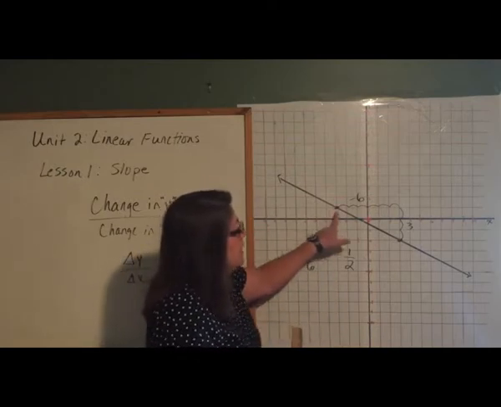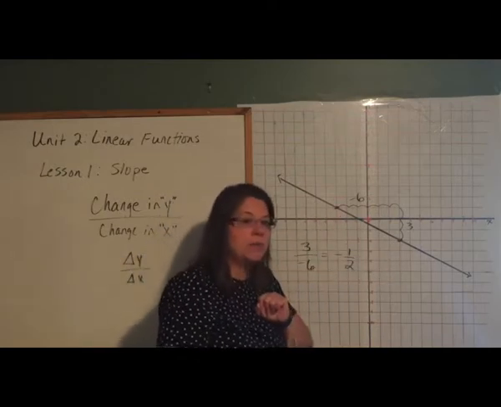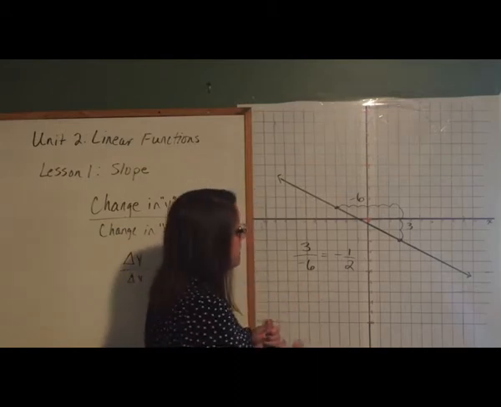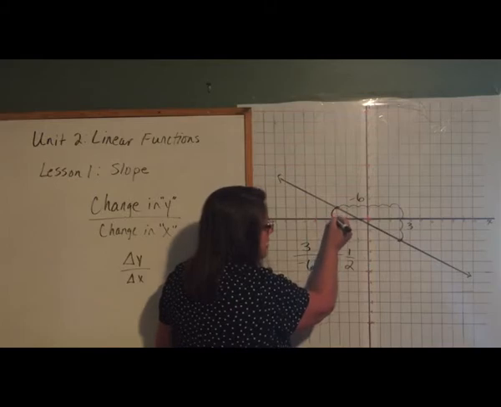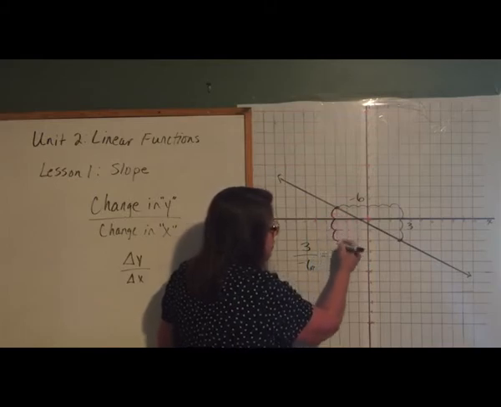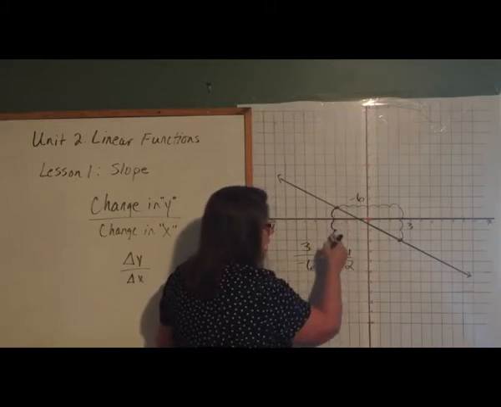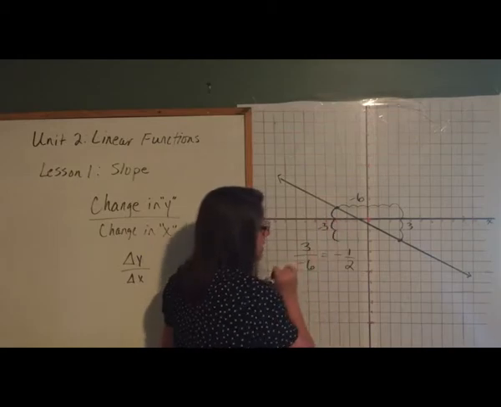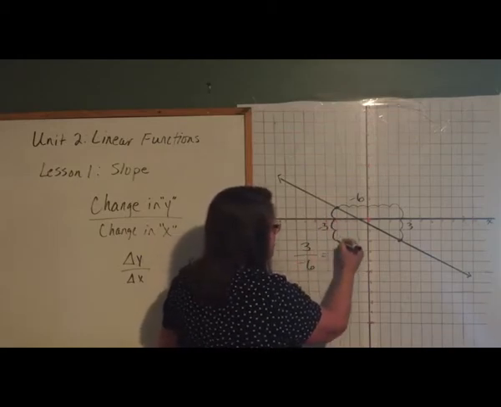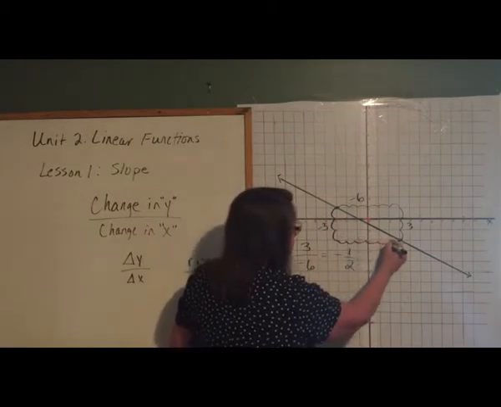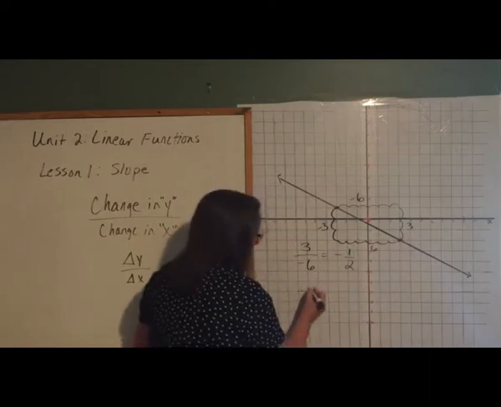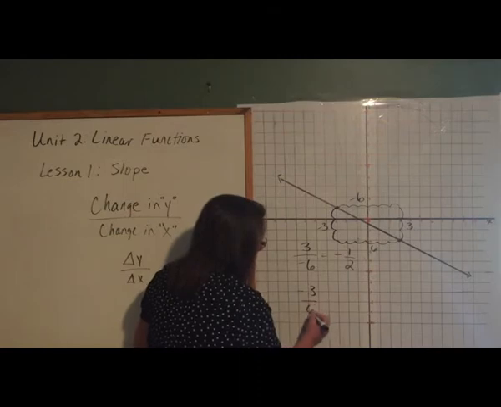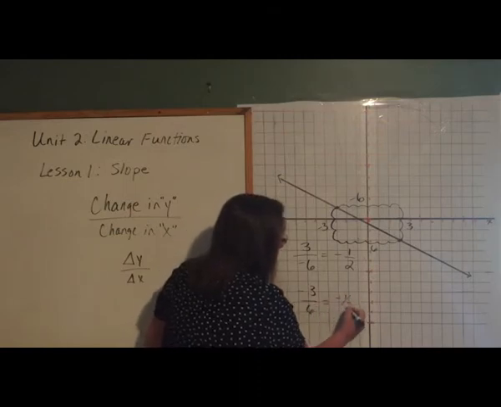Now, I want to make sure you also understand that if you decide to start your rise from the top and work your way down to the bottom point, you're still going to get the same answer. So let's look at that. If I start here and go down until I get level with the next point, well, that rise is -3. My run is 1, 2, 3, 4, 5, 6, +6 because I went right. So that would be -3 over 6, which is still -1/2.